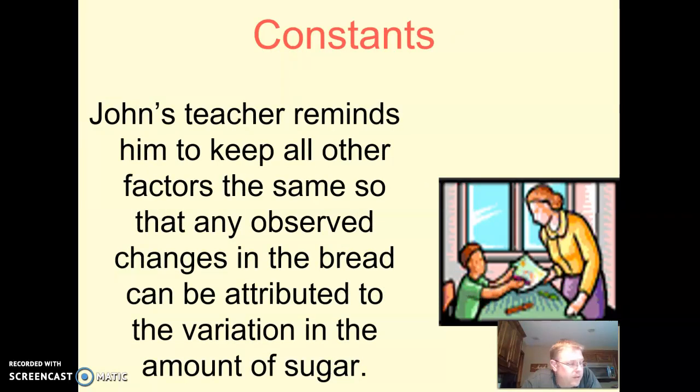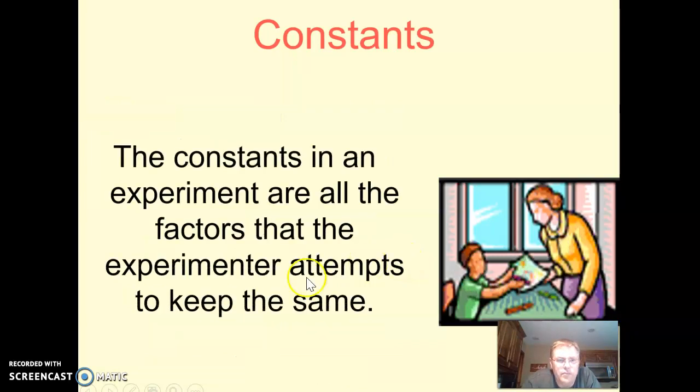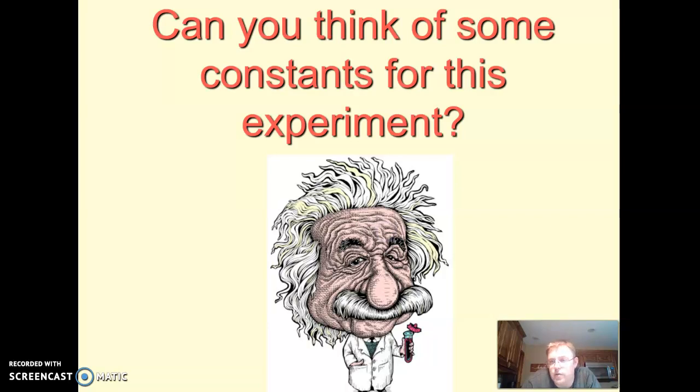Now, when you do an experiment, from trial to trial to trial, you want to make sure everything other than that independent variable is going to stay absolutely the same. And those are called constants. Variables that you don't allow to change, they stay the same in every test. We want to make sure it's the changes in sugar that's causing the change in the size of our loaf. So again, it's the factors the experimenter attempts to keep the same. Those are constants from trial to trial to trial.